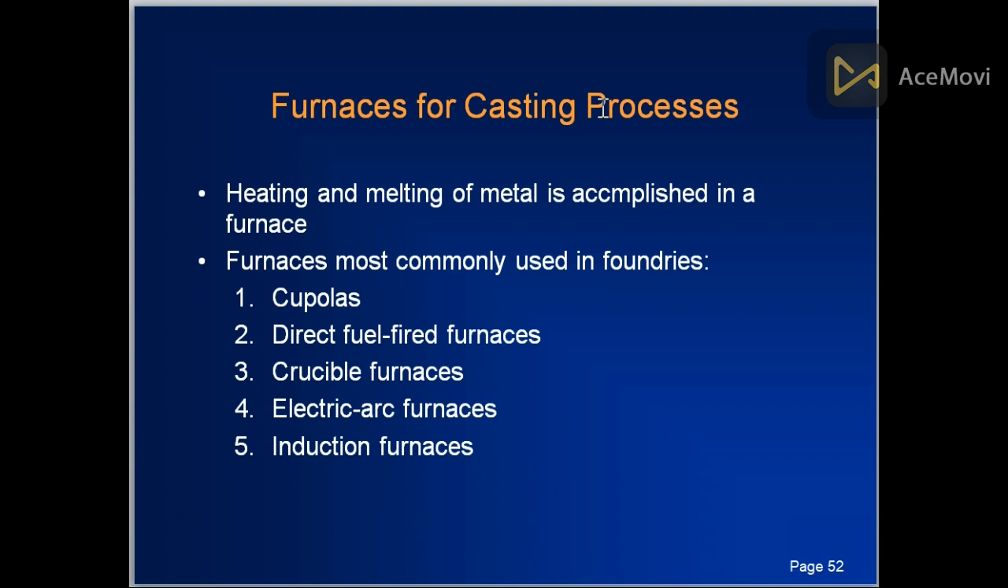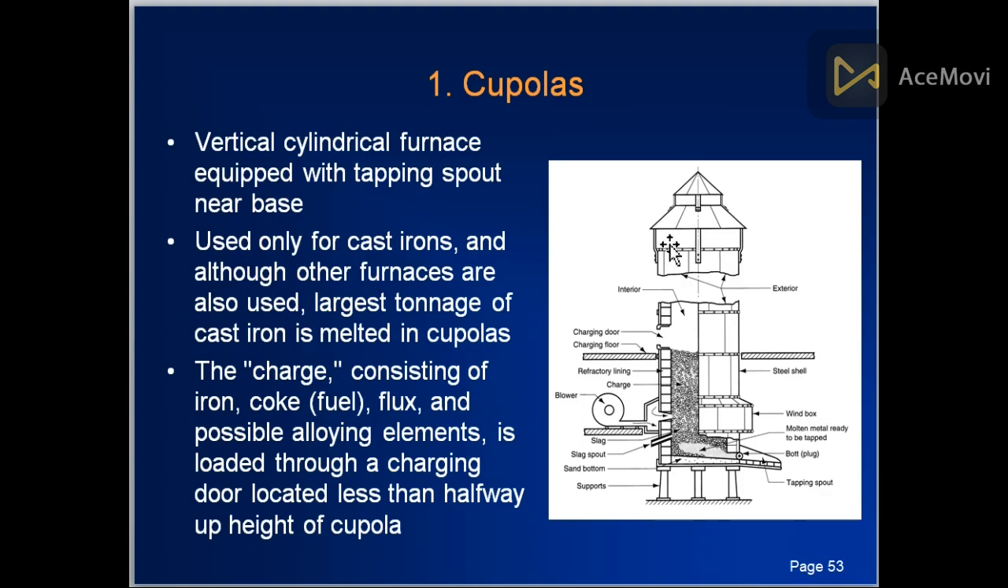Furnaces are basically of these types: cupolas, direct fuel fired furnace, crucible furnace, electric arc furnace, and induction furnace. This is a cupola, a vertical cylinder furnace equipped with a tapping spout near the base. Used only for cast irons, and although other furnaces are also used, the largest tonnage of cast iron is melted in cupolas. The charge, that is the molten metal, consists of iron, coke, that is fuel, flux, and possible alloying elements, that is loaded in the charge door located less than halfway up the height of the cupola.